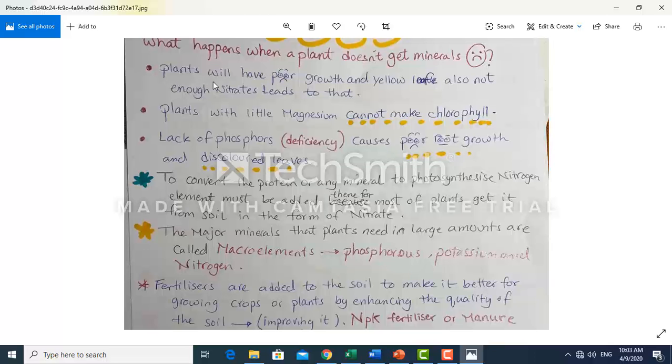The first thing here is that plants will have poor growth and yellow leaves, and not enough nitrates lead to that. So practically here, plants don't just need water, in addition to that, they need minerals. And if those minerals are not found and the plant cannot access them properly, the plant will start having poor growth. You will notice the yellow, pale greenish leaves, as if it's going to die. Why? Because of not enough nitrate; specifically, it's the lack of nitrate that actually leads to this sort of thing.